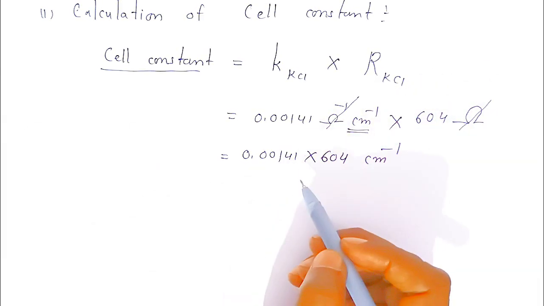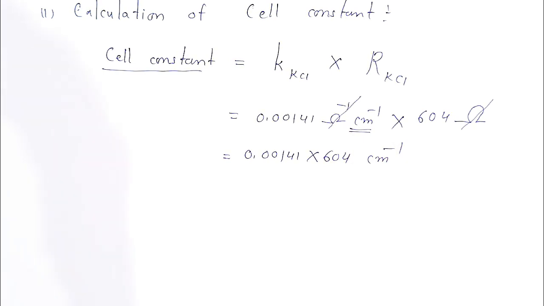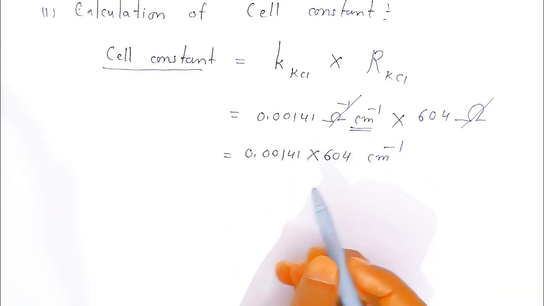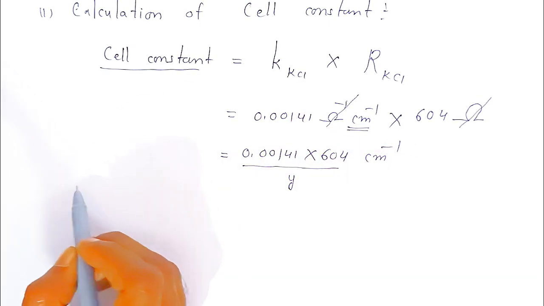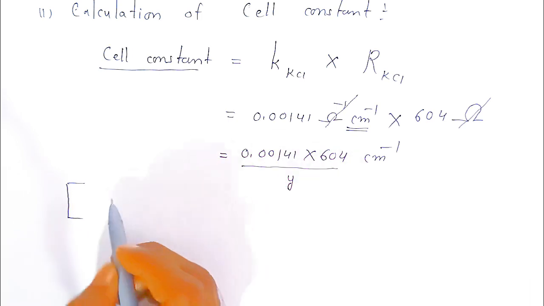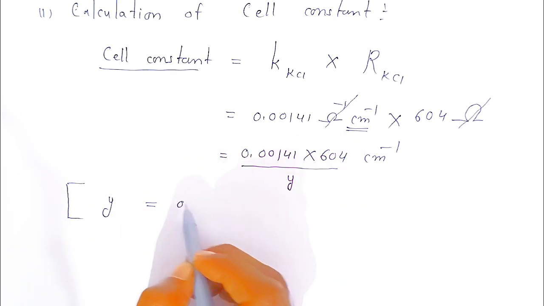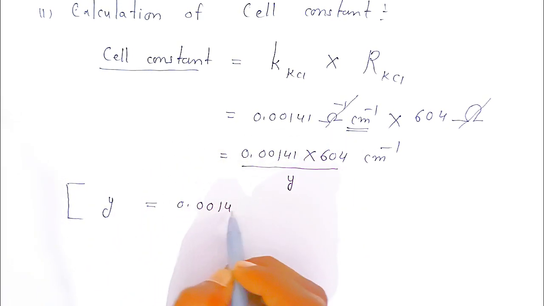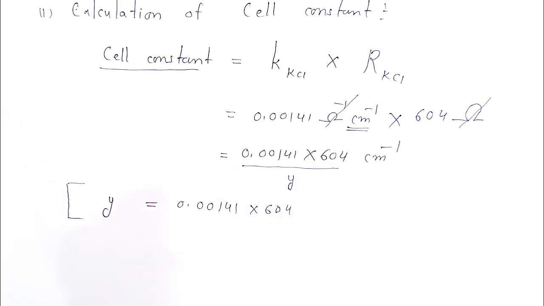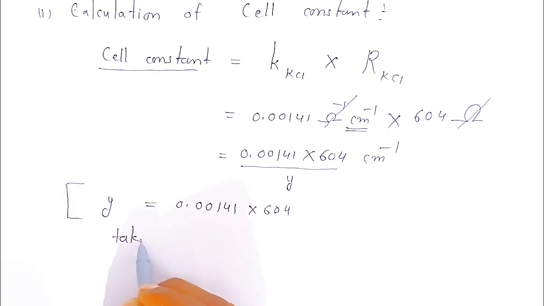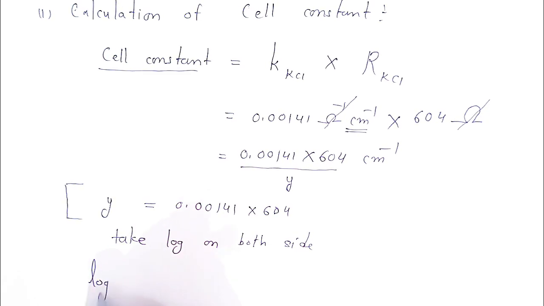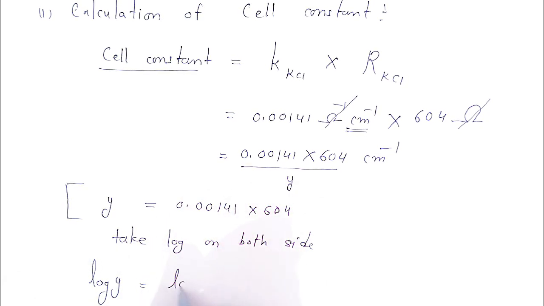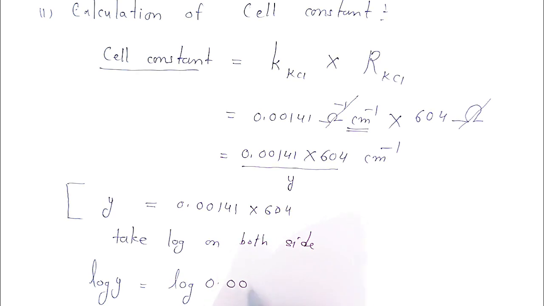Okay students, now in examination students, you have to use the log table. This is the multiplication of decimal numbers students. What happens students? This you have to consider as y. What will be the value of y students? This you can do in rough. So y is nothing but 0.00141 into 604. Okay students, you have to take the log on both the sides. What happens students when you take the log? This will be the log of y, and when you take the log students, this will be the log of 0.00141.